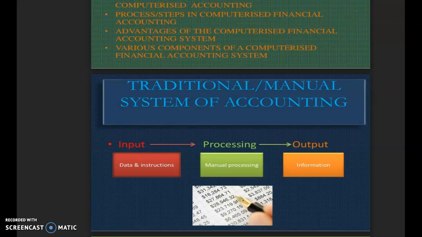Under the computerized accounting system, you just have to enter the data and instructions, that is, the recording of the transactions, and all the rest, that is the classification, summarization, posting to the various ledger accounts, drawing of the trial balance, preparation of the financial statements, and getting the financial results, that is the gross profit, net profit, balance sheet, assets and liabilities, is done by the computer itself. I will continue in my next video the other aspects relating to computerized accounting.